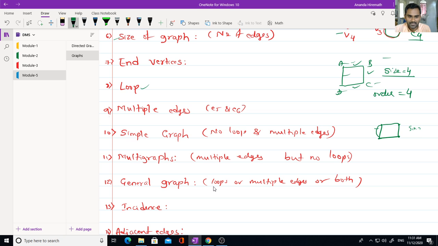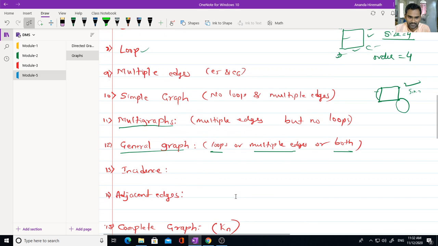Then multigraph. The next definition is multigraphs. The graph which has multiple edges but no loops. Now this is a multigraph. But if I have this loop here, then it will not be a multigraph. So a multigraph is a graph which has multiple edges but no loops. Now general graph. The definition of a general graph is a graph which has either loops or multiple edges or both. Such graphs are called general graphs.